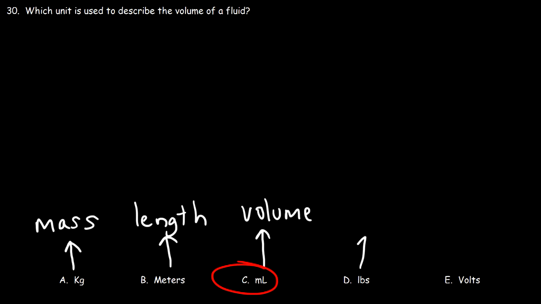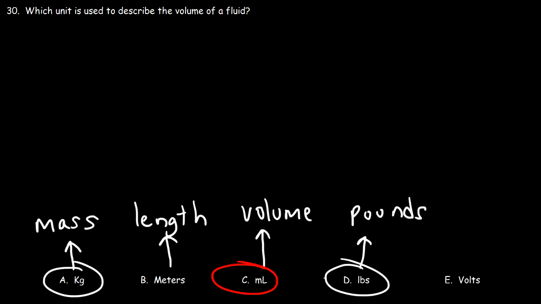If you see this symbol, that represents pounds. So that describes the weight of something. And technically, weight is a force. And kilograms is a unit of mass. Even though you can convert kilograms into pounds, technically, they measure different things. But they're related in a way.